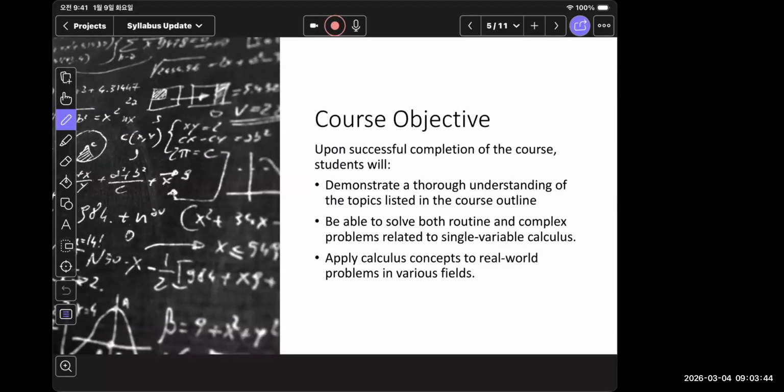After you complete this course, you should be able to demonstrate a thorough understanding of the topics listed in the previous slide, like differentiation, integration, limits, and so on. You should be able to solve many problems related to those topics, and also apply those concepts to real world problems in your research fields.